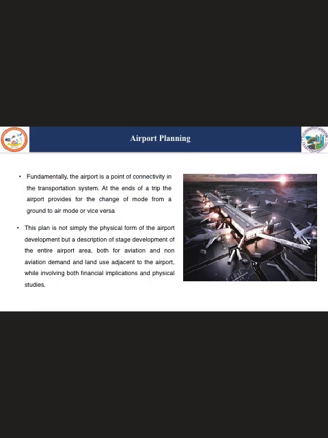Now we all know that an airport is a location where the facility for landing and takeoff operation for aircraft is made available. Fundamentally, the airport is the point of connectivity in the transportation system. In airport transportation, the airport acts as a system or end of the trips that provides a change of mode from ground to air or air to ground respectively.